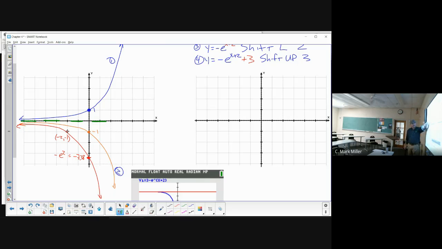Now, I don't care if this is to scale on your graph, as long as you have stuff labeled. Labels cover a multitude of sins, right? You don't have to be a Leonardo da Vinci here. Last one, we're going to shift this whole thing up 3.